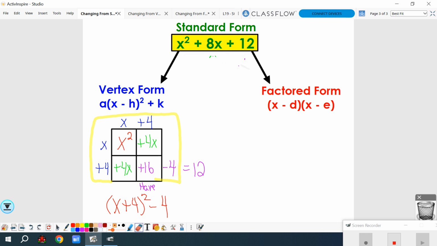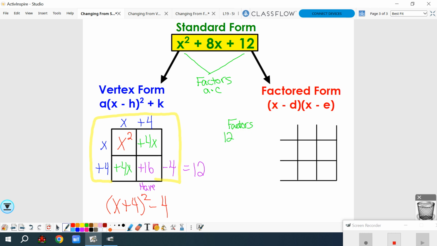If I want to go from standard form to factored form, the process is a little bit different. So remember, to go from standard to factored, I'm looking for factors of A and C multiplied together. So factors of A times C are going to be factors of 12. Okay, and remember, we're going to use a box that looks like this. I'm going to look for factors of 12 that add up to this middle term. So factors of 12 that add up to 8.